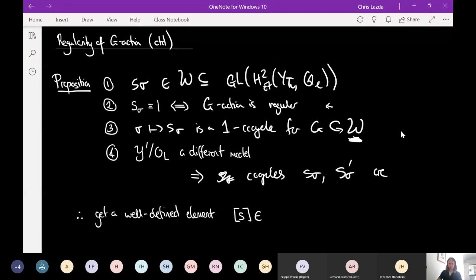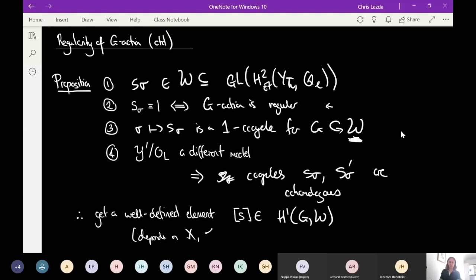And again, this essentially just follows from the fact that any two models differ by a composition of flops. Okay, so the upshot of all of this is that you get a well-defined element in a non-abelian cohomology set. And so you get an element in this non-abelian cohomology set that really only depends on X and the polarization L.